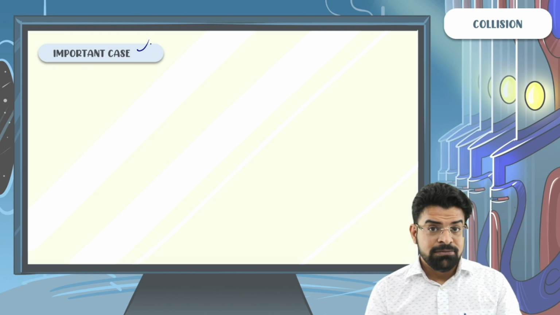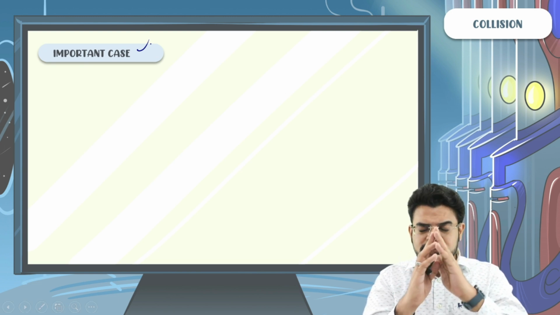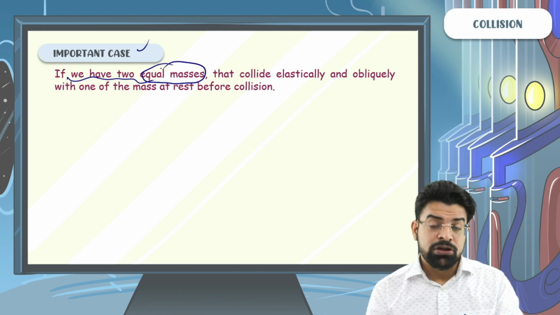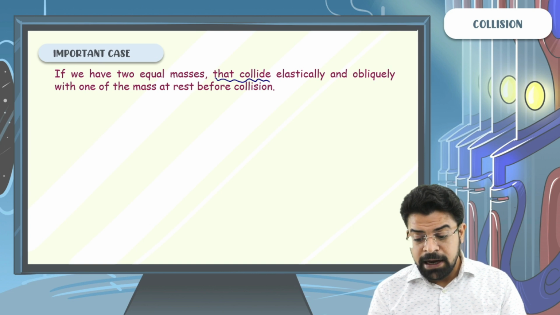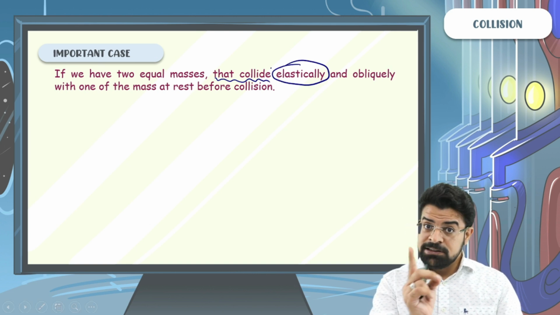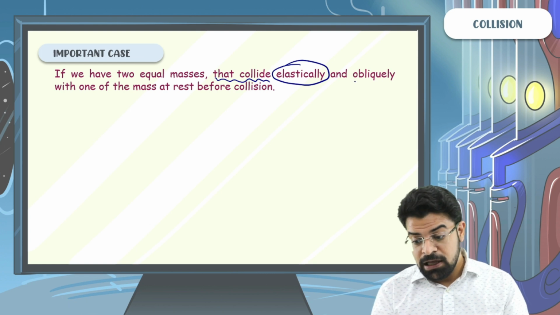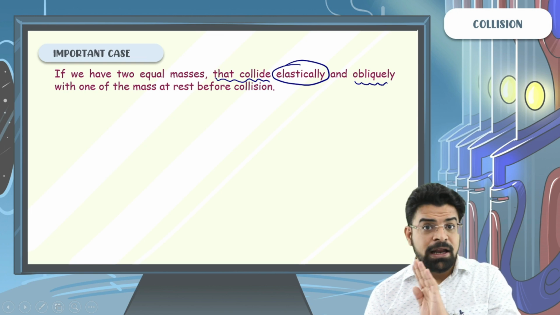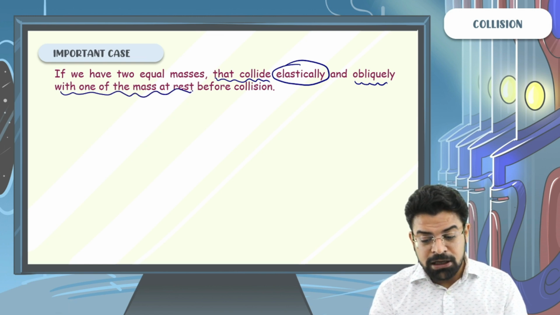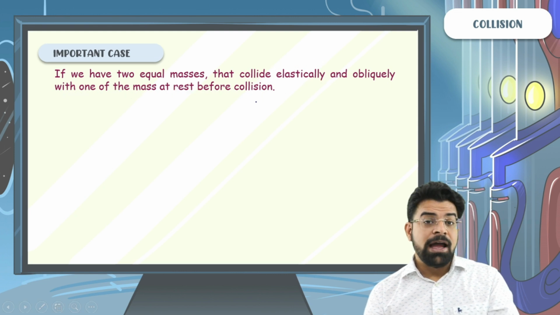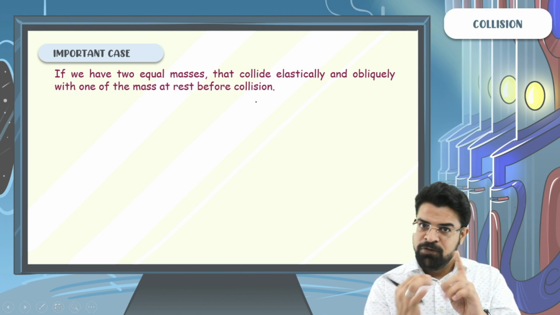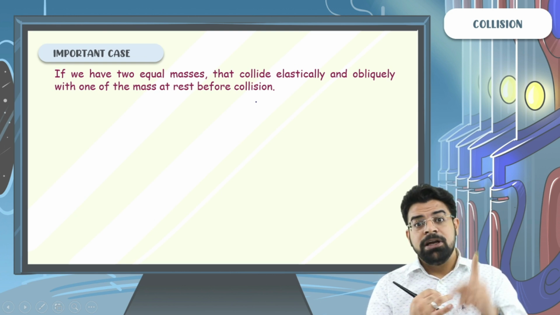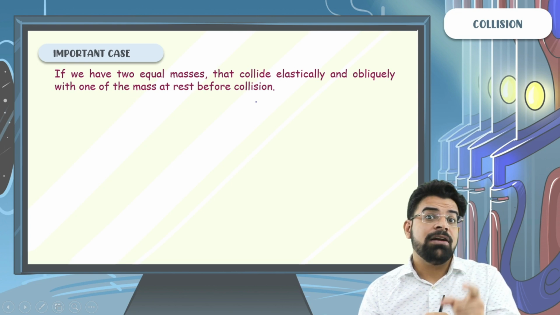So the important case given in NCERT, and this important case comes with many riders. If we have two equal masses, the first rider, both the masses should be equal, that collide elastically. Second rider, masses should be equal and they should collide elastically and obliquely. This means that the velocity should not be along the line of impact, with one of the masses at rest before collision. So I am discussing a case with four riders. First, both the masses should be equal, collision should be elastic, collision should be oblique, as well as one of the masses should be at rest before the collision.